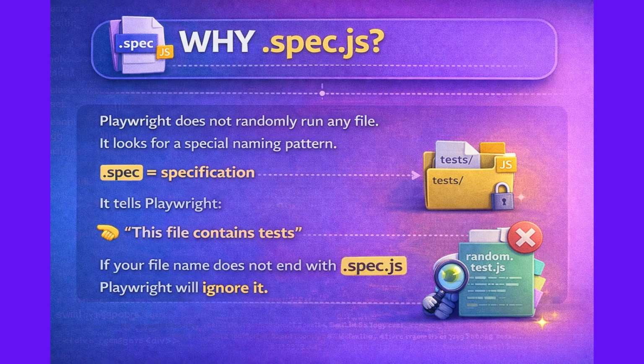Second thing, why we wrote the .spec.js extension. It is a very important concept. Playwright does not randomly run any file. Basically, it looks for a special naming pattern. Here .spec means specifications. It tells Playwright this file contains tests and we need to run this file. If your file name does not end with .spec.js, then Playwright will ignore it. So in Playwright, the file name matters.